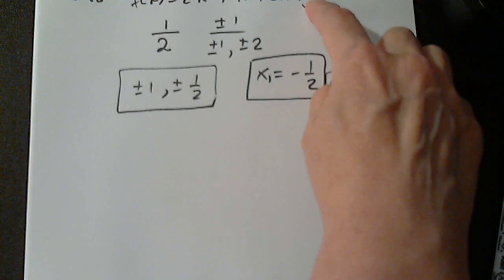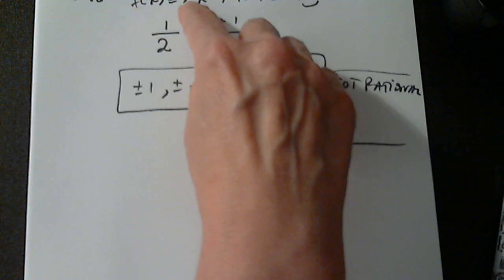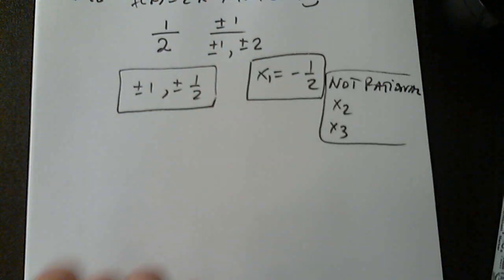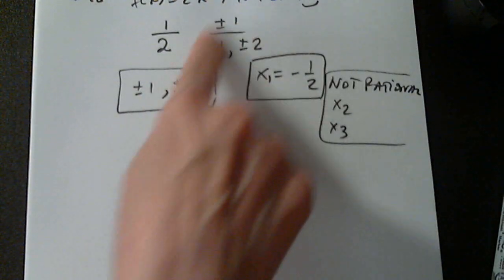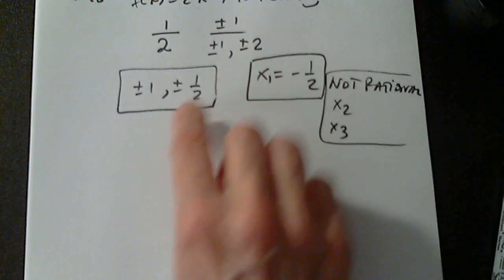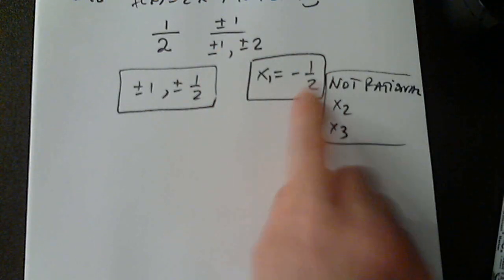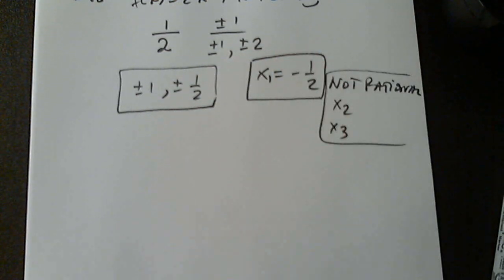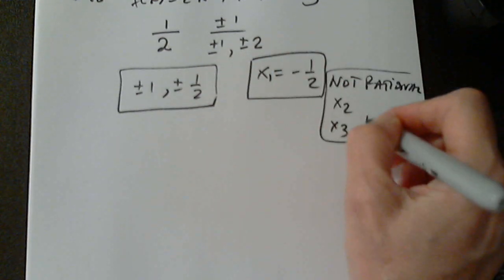The divisors of 1, plus or minus 1, over the divisors of 2, plus or minus 1, plus or minus 2. And these are the only options. 4 options, plus or minus 1, this division, and this division, plus or minus 1/2. Nothing worked except -1/2, and the other 2 were not in this category. And it turns out that they were imaginary.